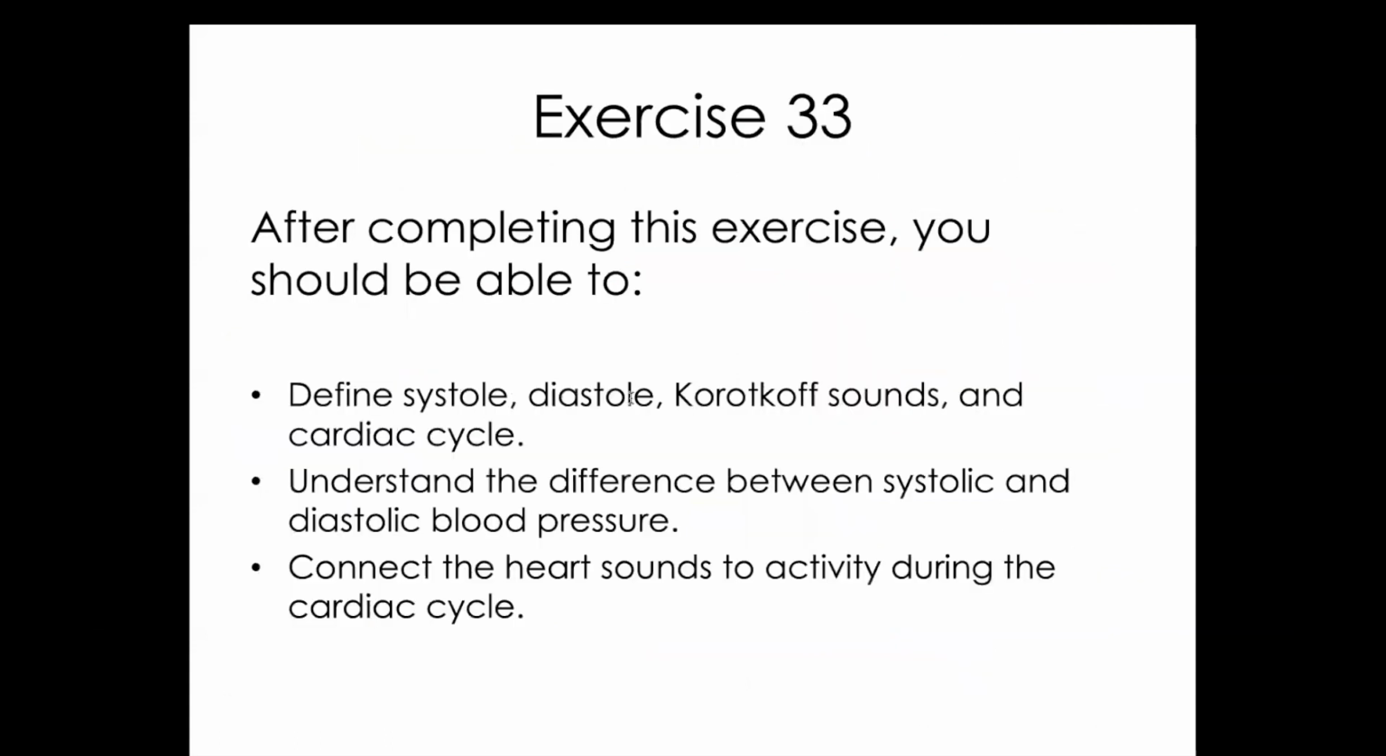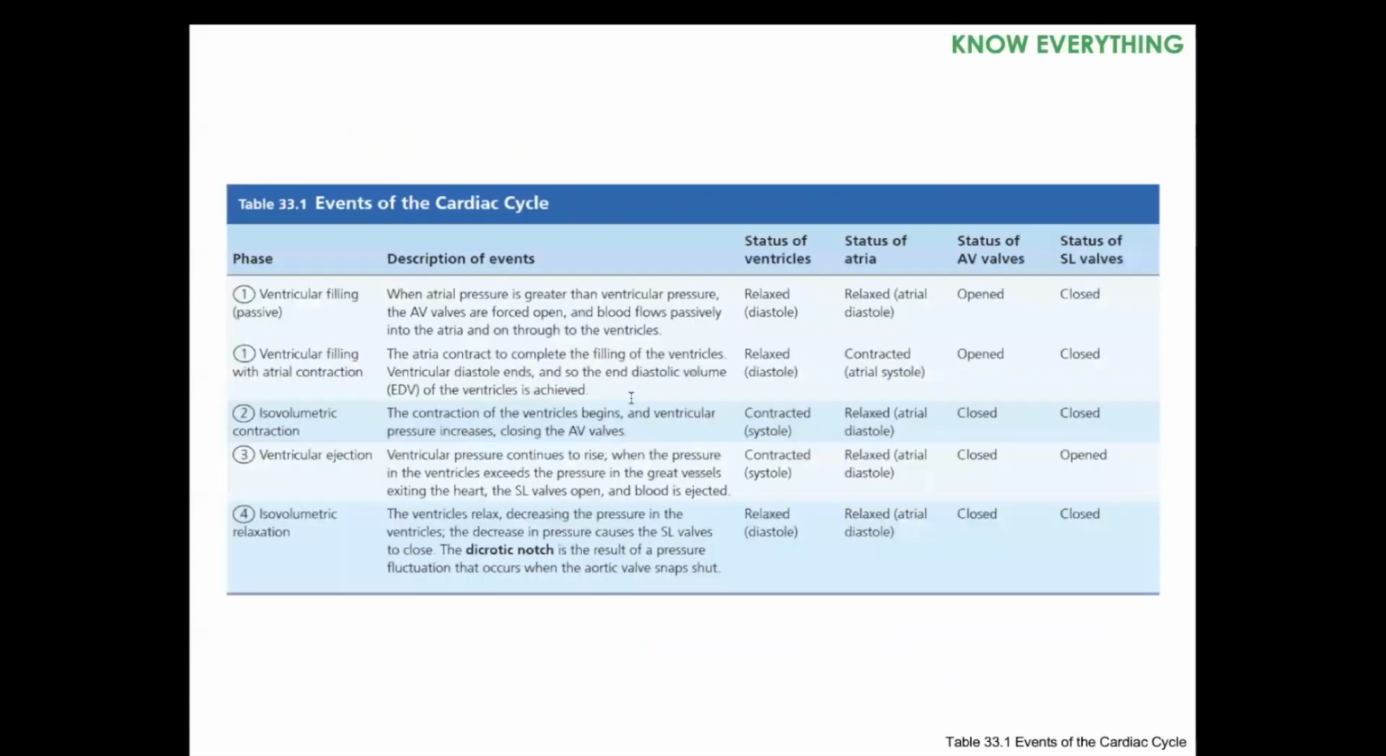So next, we'll cover the components of blood pressure. First, we will look at the events of the cardiac cycle. So first up, we have passive ventricular filling. This occurs when atrial pressure is greater than the ventricular pressure, and the AV valves are forced open. And blood will flow passively down from the atria into the ventricle. Next, we have active ventricular filling, or ventricular filling with atrial contraction. This happens when the atria contract to complete the filling of the ventricle. Ventricular diastole ends, and so we have the end diastolic volume.